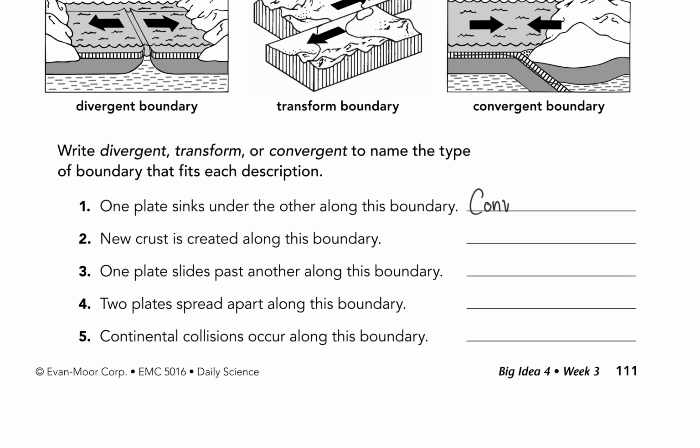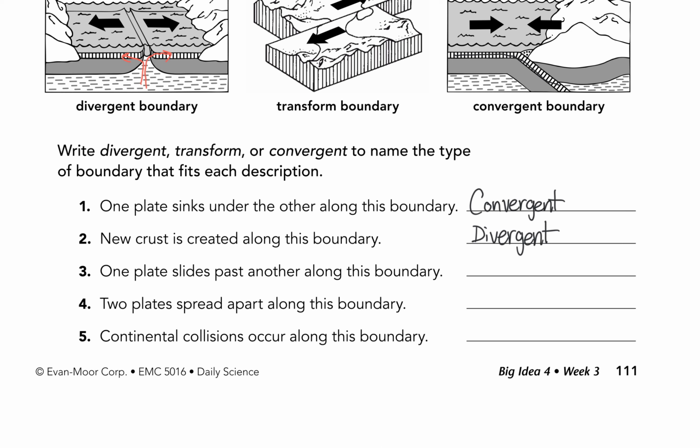So this is convergent. 2. New crust is created along this boundary. New crust is created where that magma seeps up through the rifts in a divergent boundary.